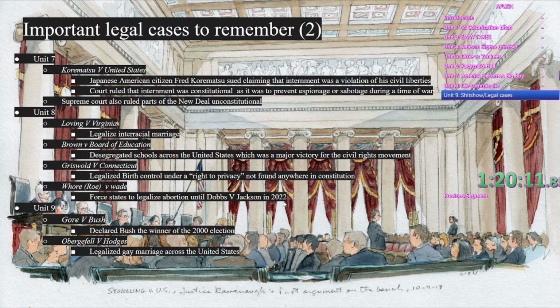Unit 9, you had Bush versus Gore, which declared Bush the winner of the 2000 election, and you had Obergefell versus Hodge, which legalized gay marriage across the United States.